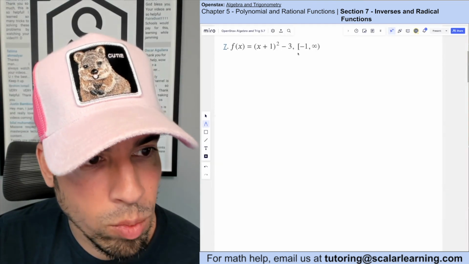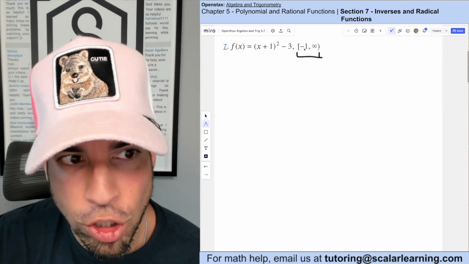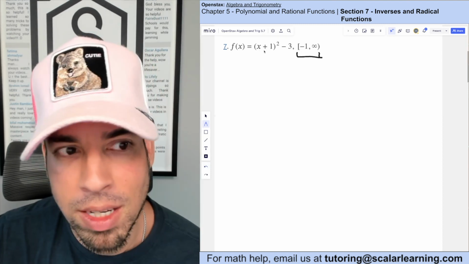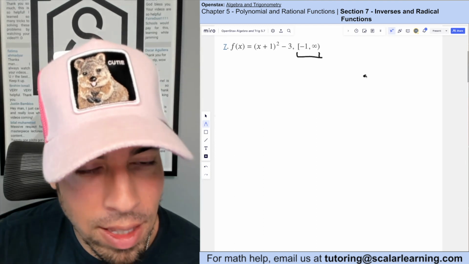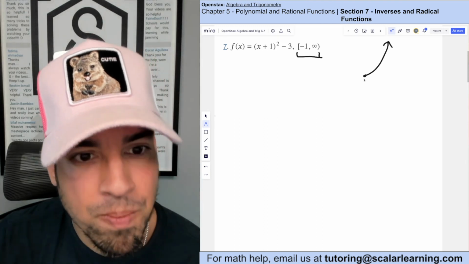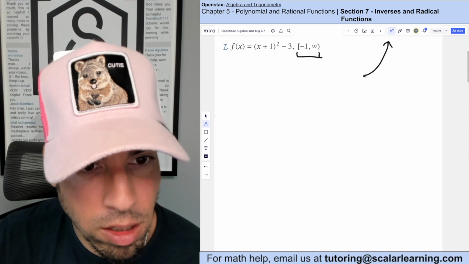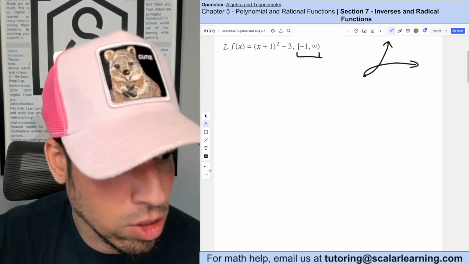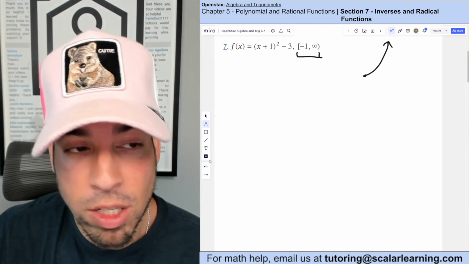So for this one, again, we've got this artificial domain restriction. We're starting from negative 1 out to infinity. And again, the vertex is going to be at negative 1. So we're just taking this side of the parabola. And then obviously, if we invert it, that's going to be perfect because it's going to be a nice radical function and just the positive side. So again, when we take the square root, we'll have a plus or minus, but we're just going to go with that positive option.